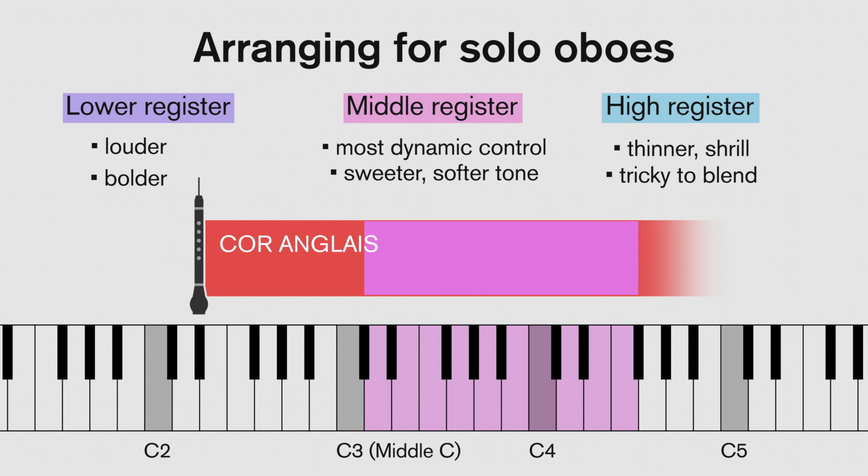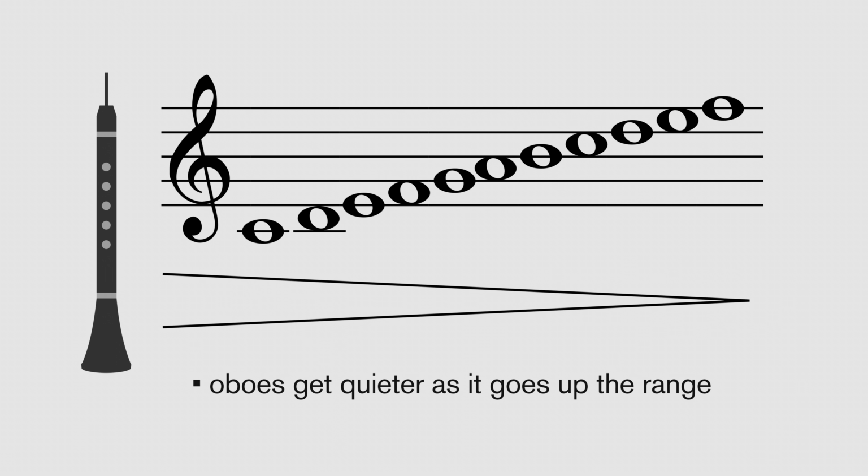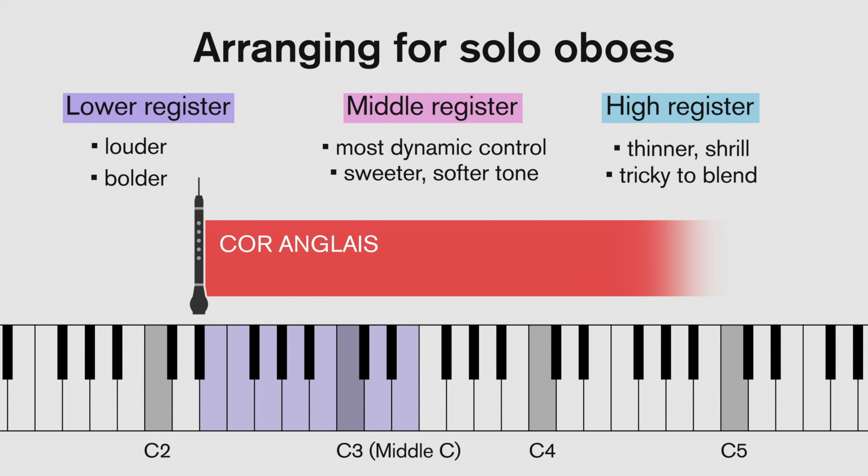The members of the oboe family are sort of opposite to the flute, as they get quieter as they go up the range. Dvorak isn't using the low register the cor anglais offers, which is louder and bolder. Instead, he's in the sweet spot where there's the most dynamic control and a sweeter, softer tone.